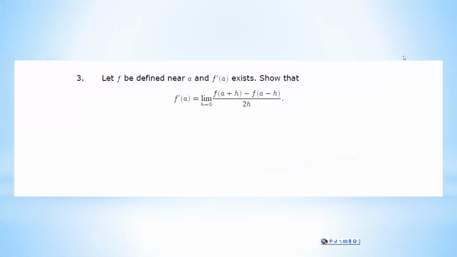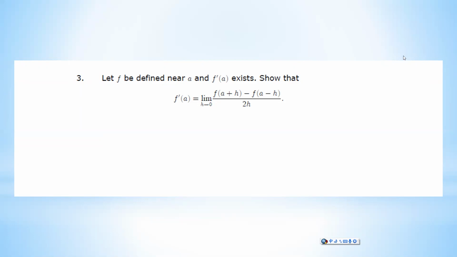All right, so let's look at number 3. Number 3 says that f is defined near a, okay? This means that f is a function defined in an interval containing the point a. And also, it's assumed that f prime at a exists. Now, this is a very important condition, okay? And then we want to show that this derivative at a equals a new formula, a new limit.